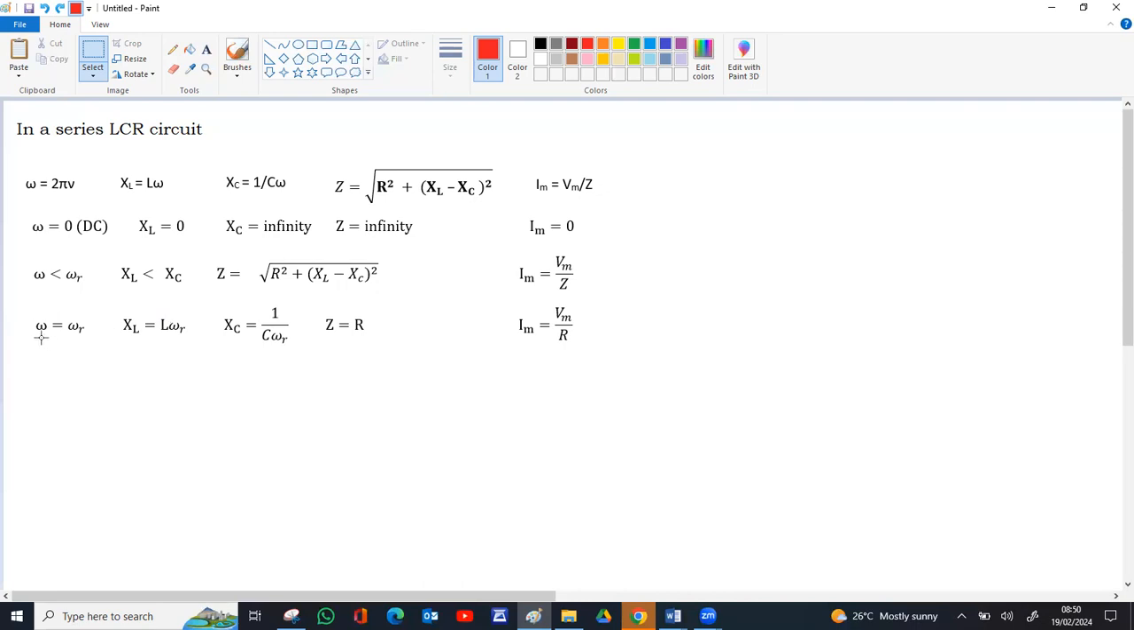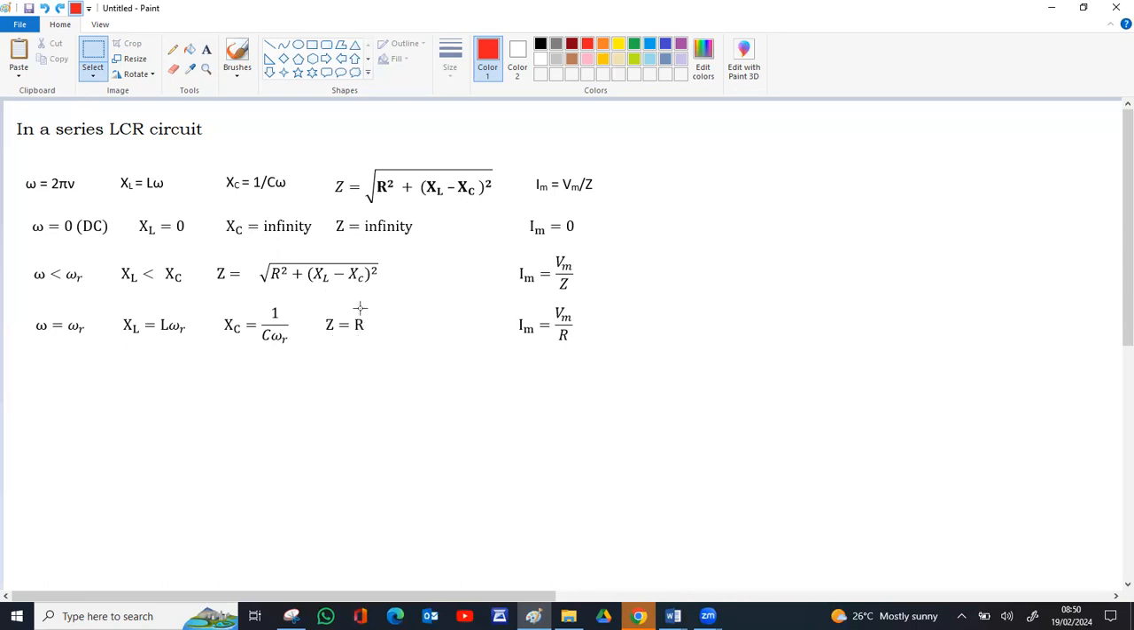Now imagine a frequency greater than omega R. At omega R, XL equals XC. Now omega becomes greater than omega R, so XL exceeds XC. Before, when omega was less than omega R, XL was less than XC. Now it becomes greater than XC. So in that case also it doesn't matter, because the XL minus XC term will still be non-zero.